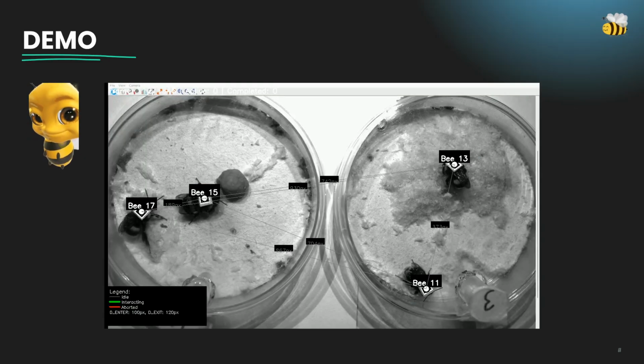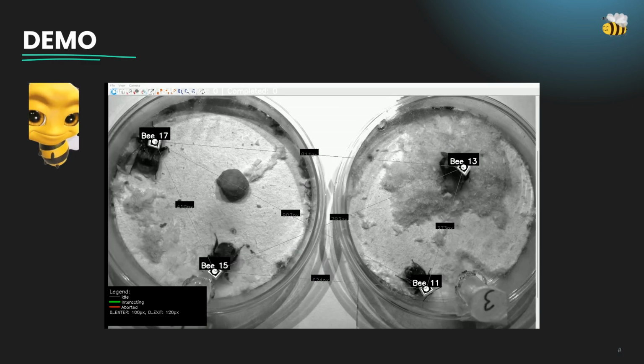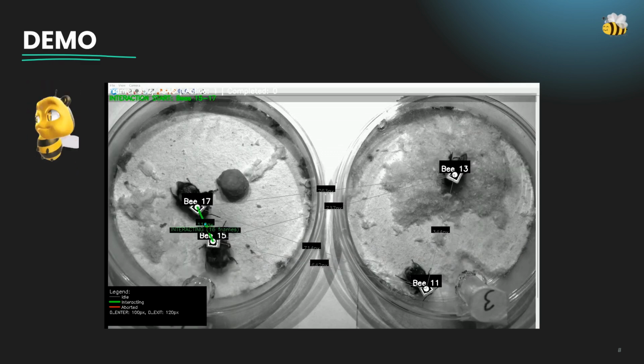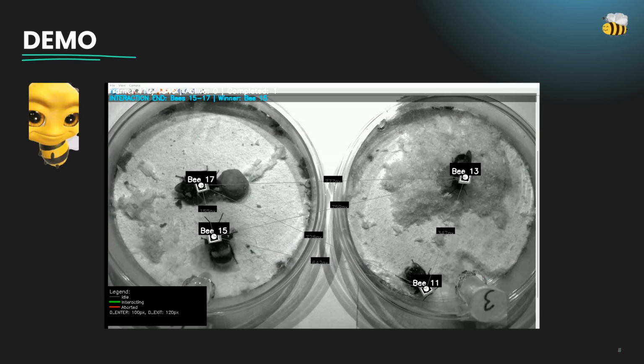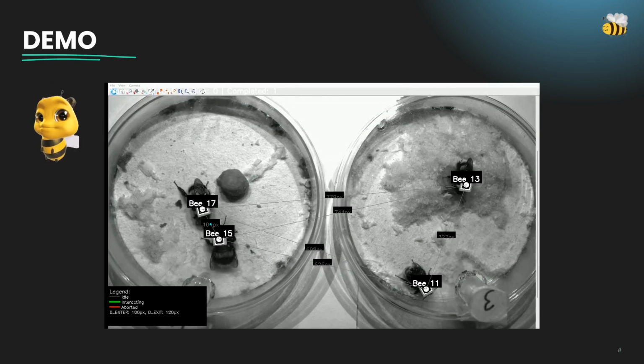You can see the tracked bees. While the line is gray, we are in the idle state. Then the interaction is detected and we have a green line. Finally, we get the dominance decision at the end of each interaction. This is our current MVP.